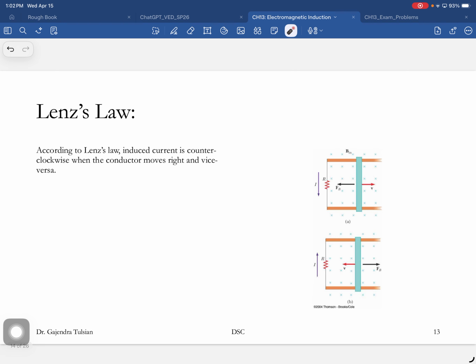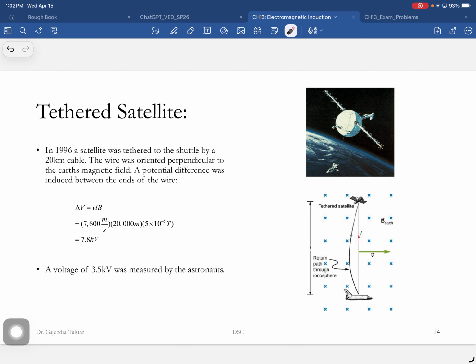This idea was tested in space. So here's the space shuttle, and here's this wire. A satellite was tethered to the space shuttle. This is a 20-kilometer wire. 20 kilometers is from here to the US 1 intersection and 95 intersection. So, a wire that long.